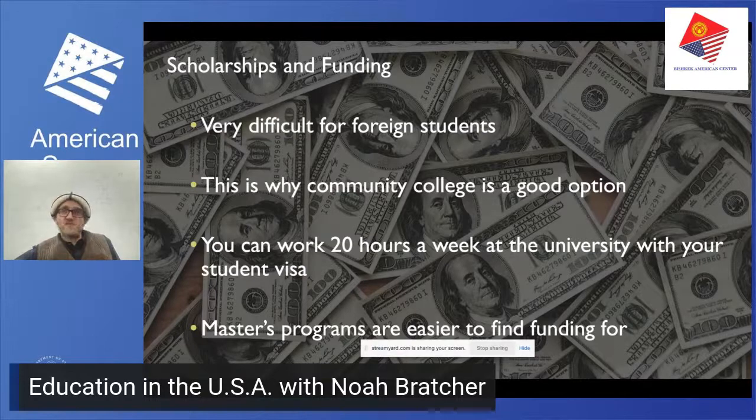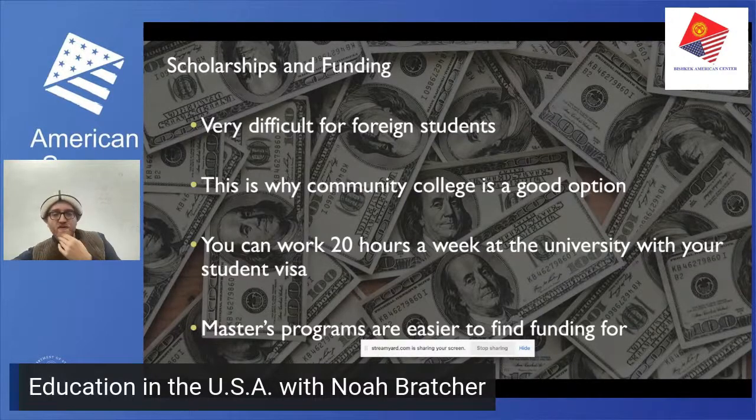For example, you go to school in California, where I'm from, minimum wage is $15 an hour, so you can make $1,200 a month working at the university. That probably will cover your tuition at the community college or close to it, so it's a good option.